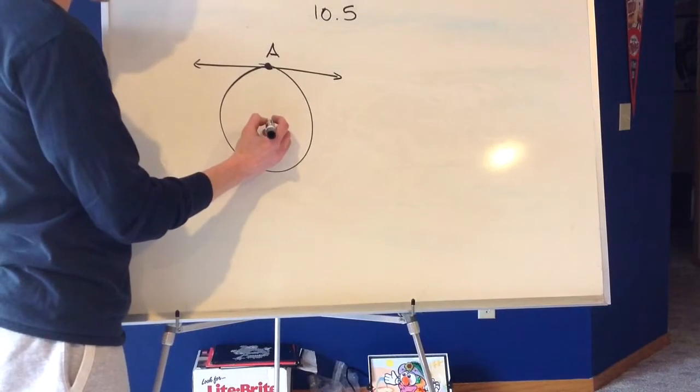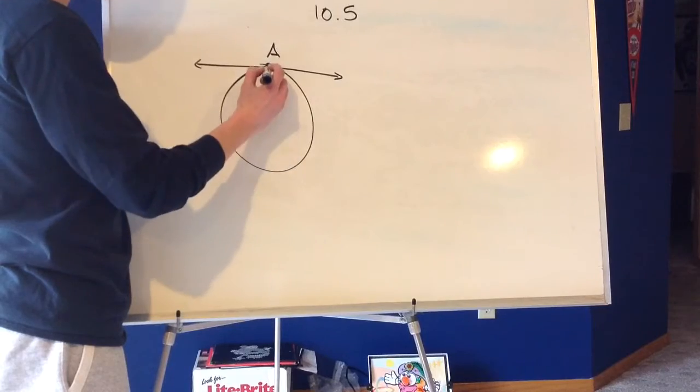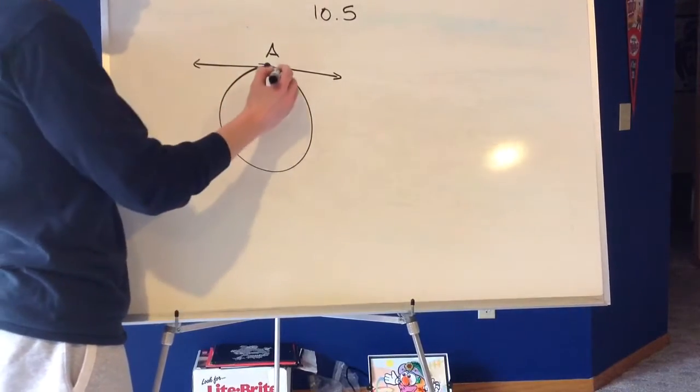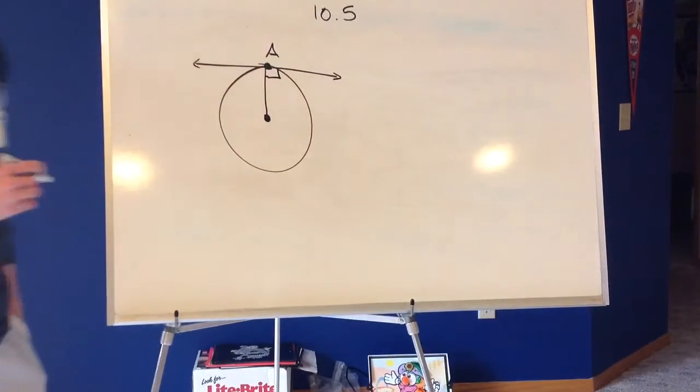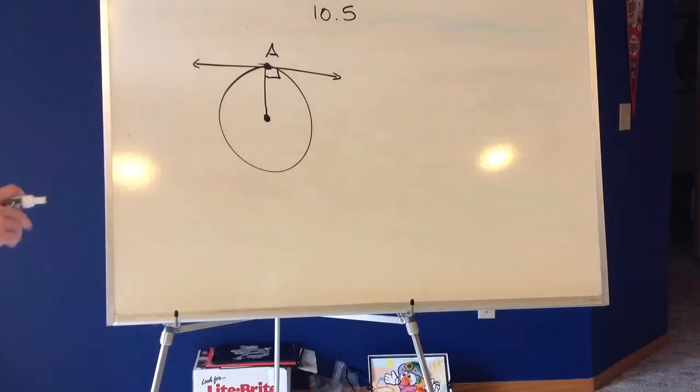So if you've got your center here and you draw a radius from the center to the point of tangency, that will always make a right angle, which will allow us to work with some of our right triangle stuff again. So again, radius to tangent, always a right angle. That's going to be very, very important for us as we move forward here. So example 2 is going to have us look at this.